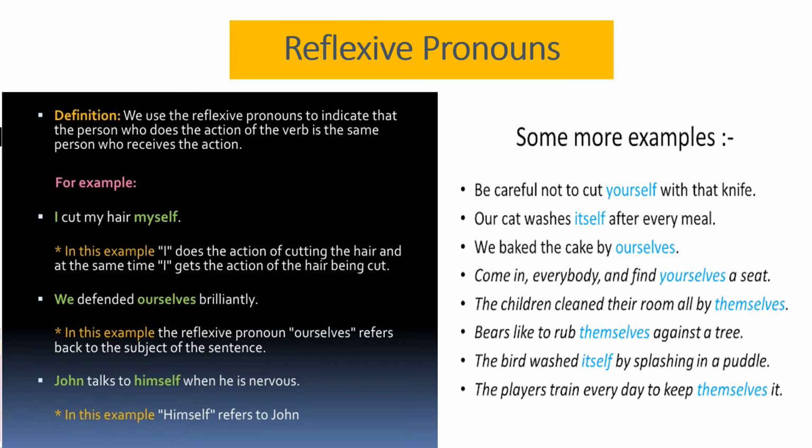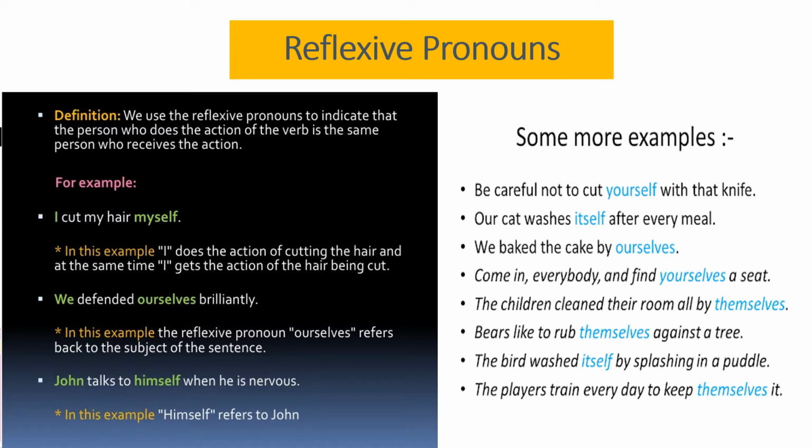Now, something that you're doing to yourself or something that we are doing to ourselves, something which is done by our own self, is called reflexive pronoun. Let's look at these examples. I cut my hair myself, which means you're not taking anyone's help, you're doing it yourself. In this example, I does the action of cutting the hair, and at the same time, I gets the action of the hair being cut.